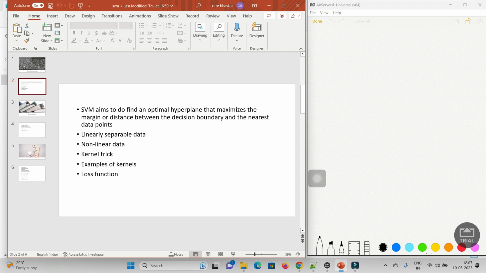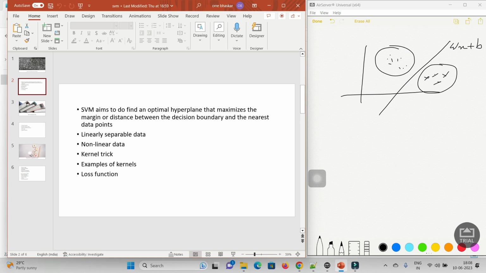Well, let's take an example. So we have an axis. These are our data points, and these are our data points. We will have a line to separate these two sets of data points. So let's take this line as wx plus b. It is the equation of a straight line which separates these data points from these data points. So this is linearly separable data because these data points are separable by a line.